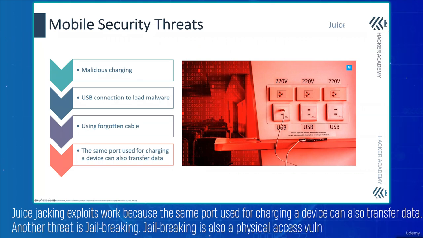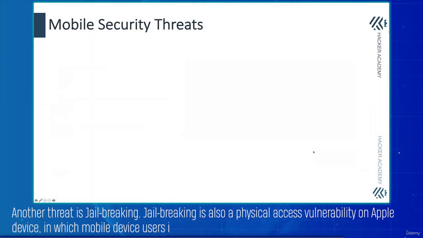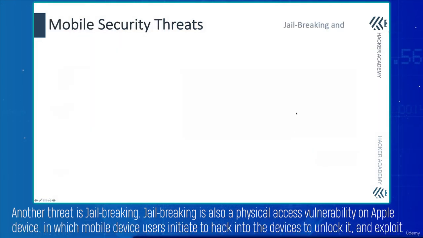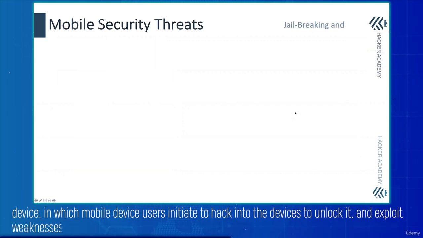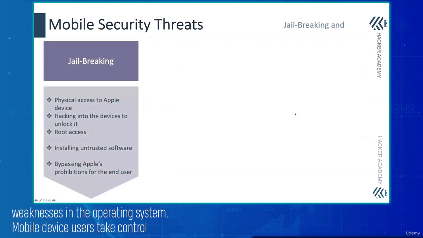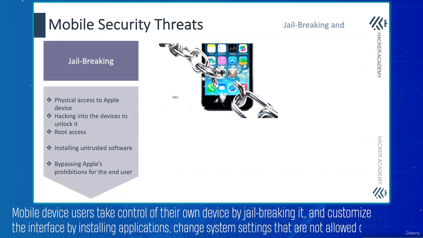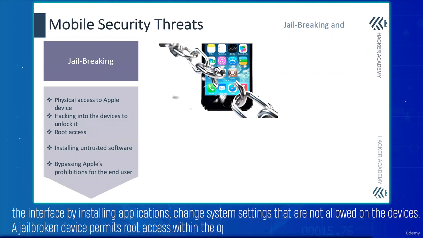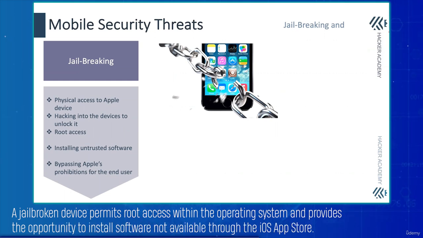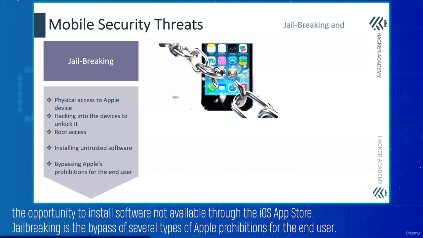Another threat is jailbreaking. Jailbreaking is also a physical access vulnerability on Apple devices, in which mobile device users initiate the hack into their devices to unlock them and exploit weaknesses in the operating system. Mobile device users take control of their own device by jailbreaking it and customize the interface by installing applications and changing system settings that are not allowed on the devices. A jailbroken device permits root access within the operating system and provides the opportunity to install software not available through the iOS App Store. Jailbreaking is the bypass of several types of Apple prohibitions for the end user.